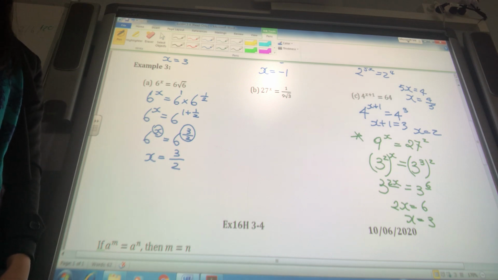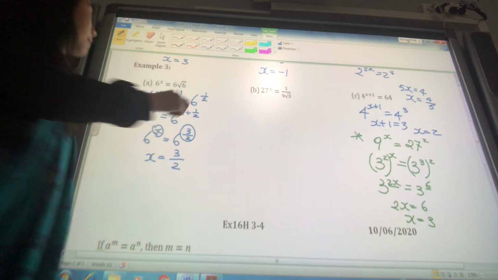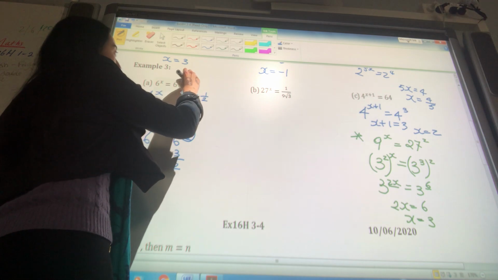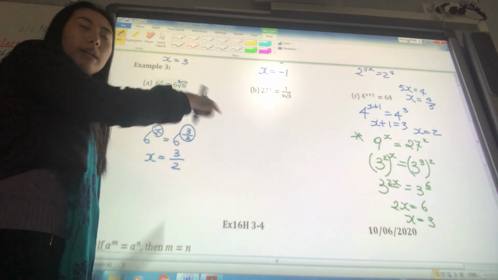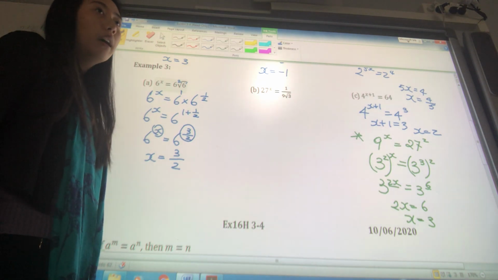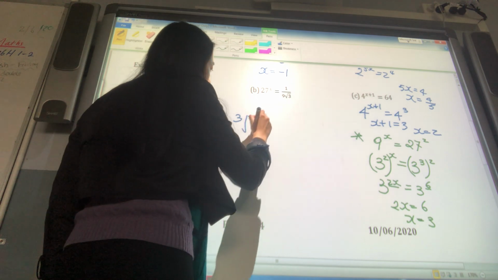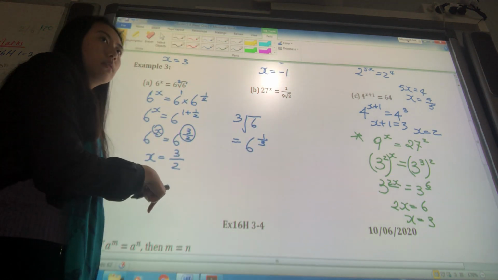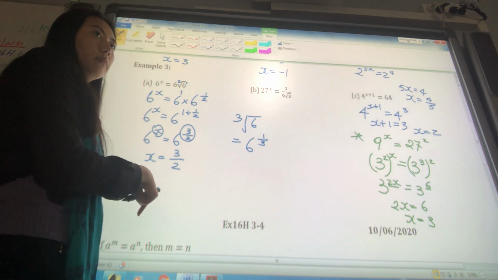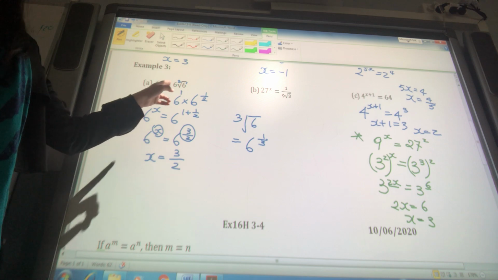How do you get 1 over 2? It's a square root. So square root means you have 2 on the outside, 1 on the inside. So it's 1 over 2. What if it's a cube? If it's cubed, then this changes to 6 to the power of 1 over 3. Yeah, but if it's 2, you wouldn't write it.